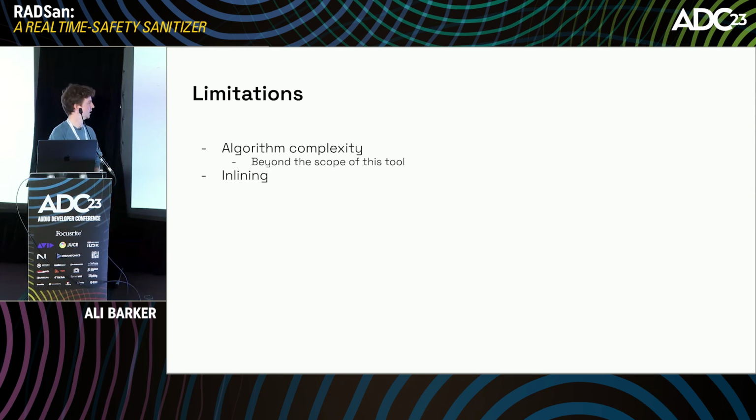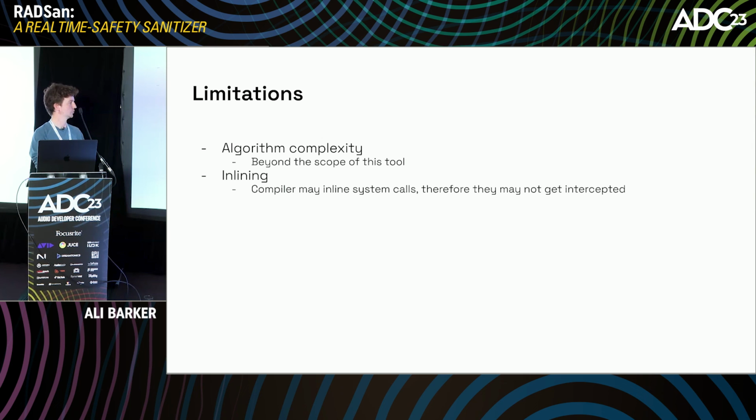Inlining: the compiler might inline some of these calls, and so they might not get intercepted. We're not quite sure exactly how bad of a problem this is, and whether things will get missed. I'm fairly sure if the system needs to get more memory, it's going to have to call into the kernel by the C library at some point. So I think we might be safe for that one, but some of the others, I'm not too sure. Maybe it needs a bit more exploring to understand that problem.